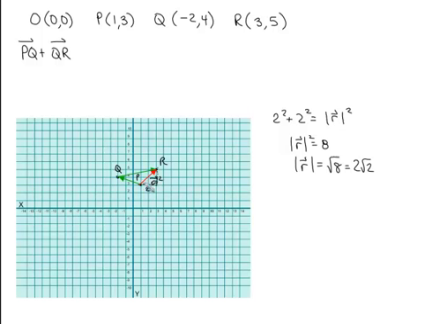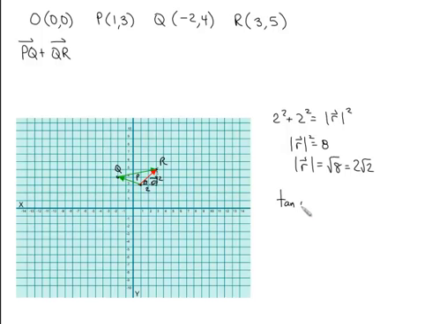Now, if we want to find our directional angle theta right here, then again, we're going to use tangent of theta equals opposite over adjacent. So tangent, sorry about that. Let me restart my tablet here real quick. Bear with me just a moment. There we go. Let's see if that works better.